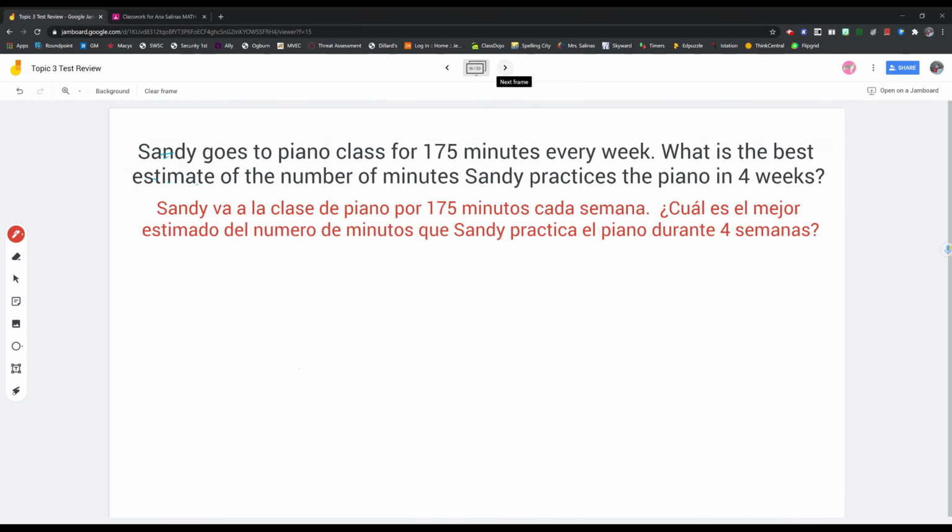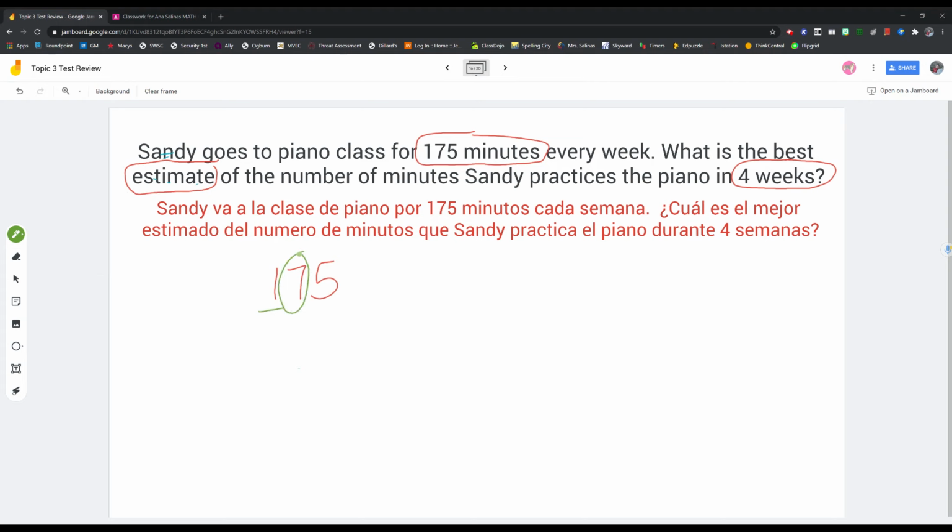Sandy goes to piano class for 175 minutes every week. What is the best estimate of the number of minutes Sandy practices the piano in 4 weeks? So here's a clue, estimate. That means before anything, I'm going to round. Which number am I going to round? I have 175 and 4. I'm always going to round the larger number. So 175, I'm going to round to the largest place value because it doesn't tell me what to round to.